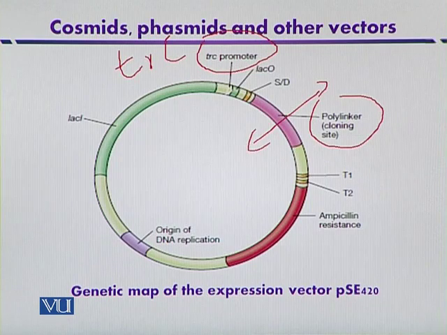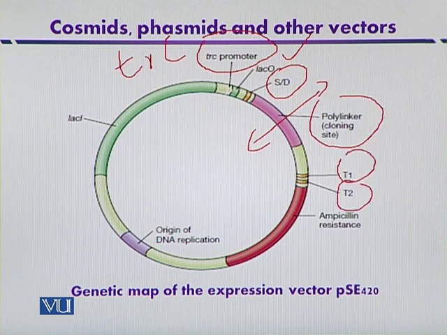Adjacent to this promoter, there is a lac operator. And then the Shine-Dalgarno sequence, which will help to bind the messenger RNA after transcription with the ribosome. The Shine-Dalgarno sequence can also be synthesized. And then there are some terminators like T1, T2, that can terminate the expression of the foreign gene. And some selectable markers in the form of ampicillin resistance are also there.